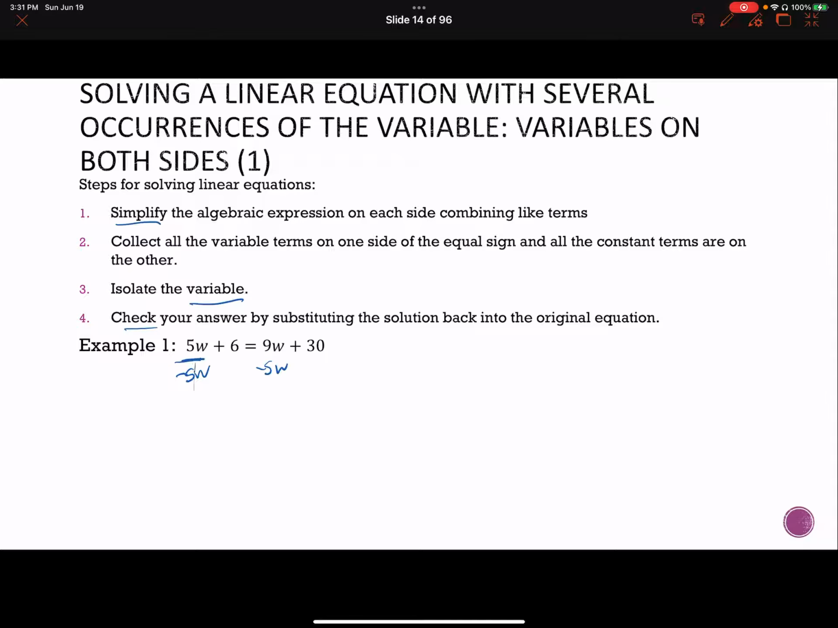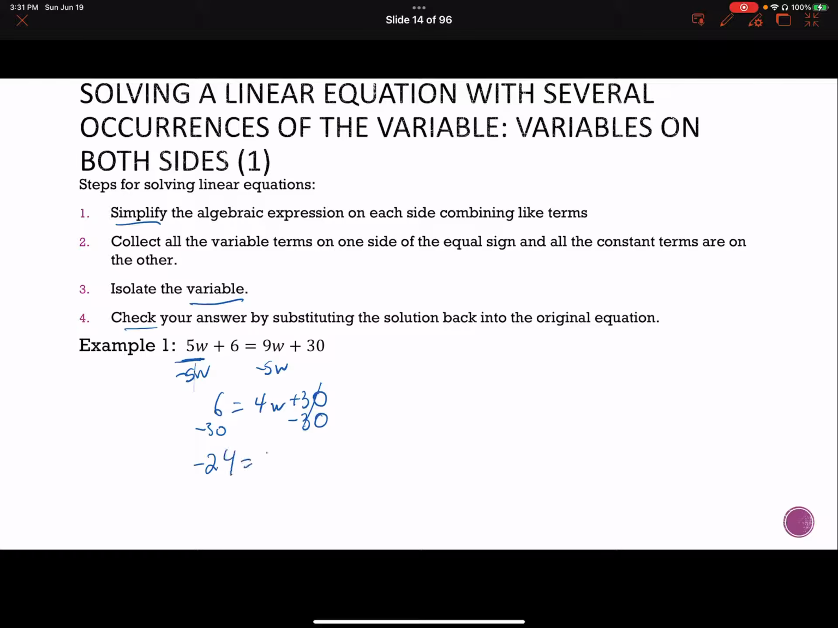So these will cancel. I have 6 equals 9w minus 5w. That's going to give me 4w plus 30. Now I got to move this 30 over. I'm going to subtract 30 from both sides. This cancels, right? What we're trying to do again is balance our equation. Whatever I do to one side, I have to do the other side. Think of it kind of like a scale if I haven't said that before.